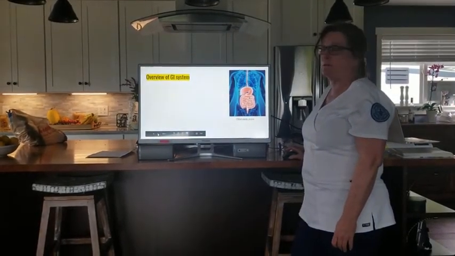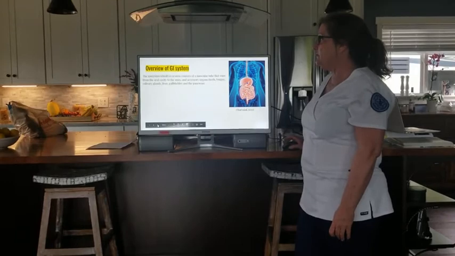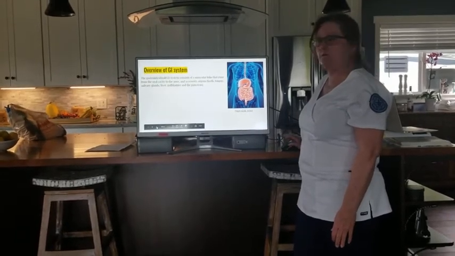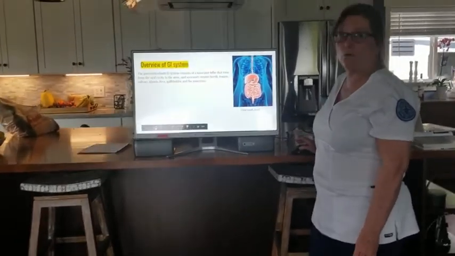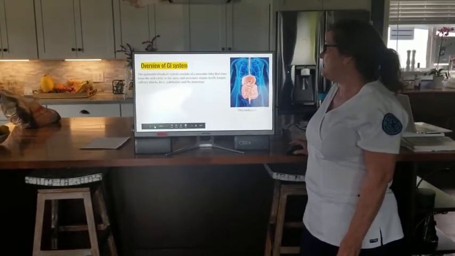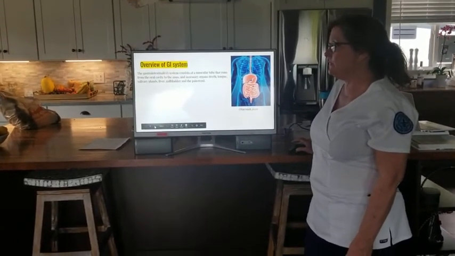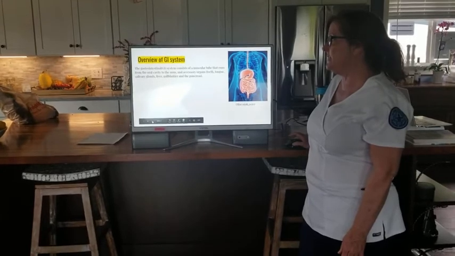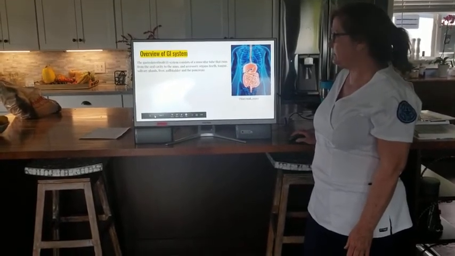Here's an overview of the GI system. The gastrointestinal system consists of a muscular tube that runs from the oral cavity to the anus, along with accessory organs of the teeth, tongue, salivary glands, liver, gallbladder, and the pancreas.